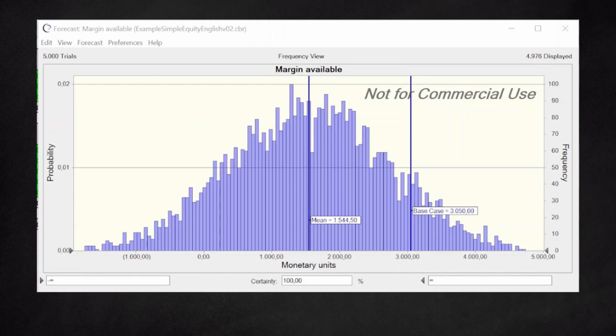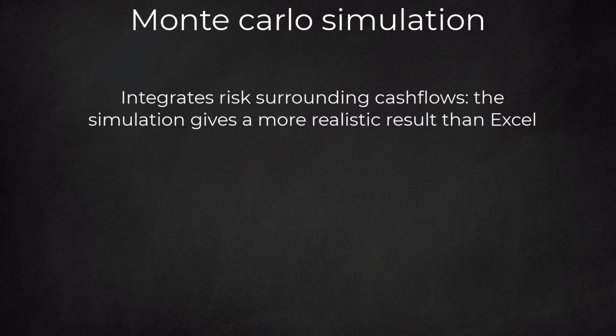Let's take a look. Firstly, we see that the mean or average of these 5,000 trials equals to rounded 1,545. This differs from the base case calculated in Excel using the expected revenues and costs without the minimum and maximum scenarios. This variation in the input variables has an effect on the simulated average. The base case, however, amounts to 3,050. The single-point Excel calculation gives a too optimistic view on the cash flows. The probabilistic model produces an average that is more realistic. This method integrates the risk surrounding cash flows. Financial institutions gain much from this approach.